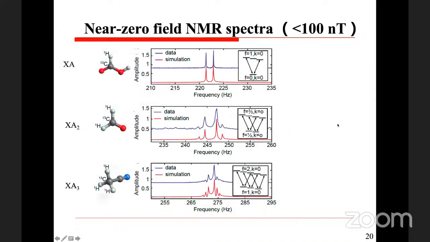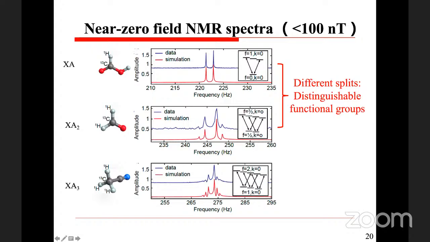To solve the above problem, we can simply apply a very weak magnetic field on the samples, for example, just 100 nanotesla. We can see the Zeeman splittings are different for different samples. The formic acid splits into 2 peaks, but for XA2, it splits into 4 peaks. So based on the splitting number, we can simply distinguish the different functional groups.